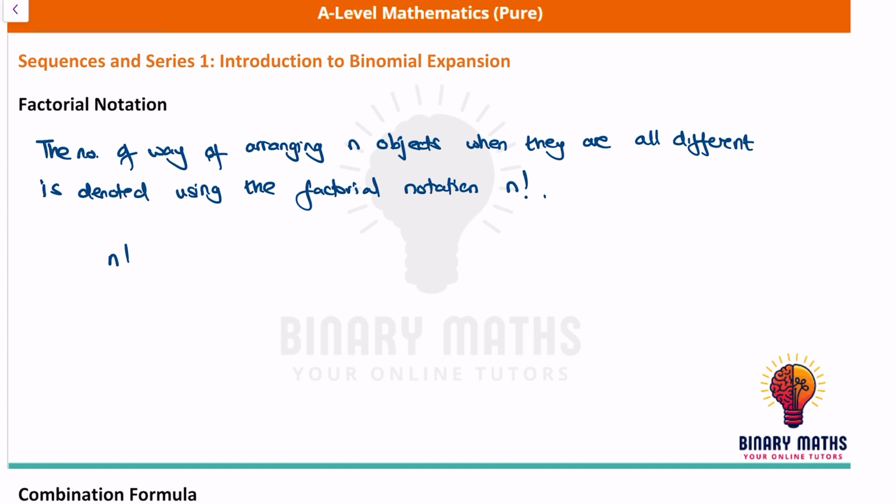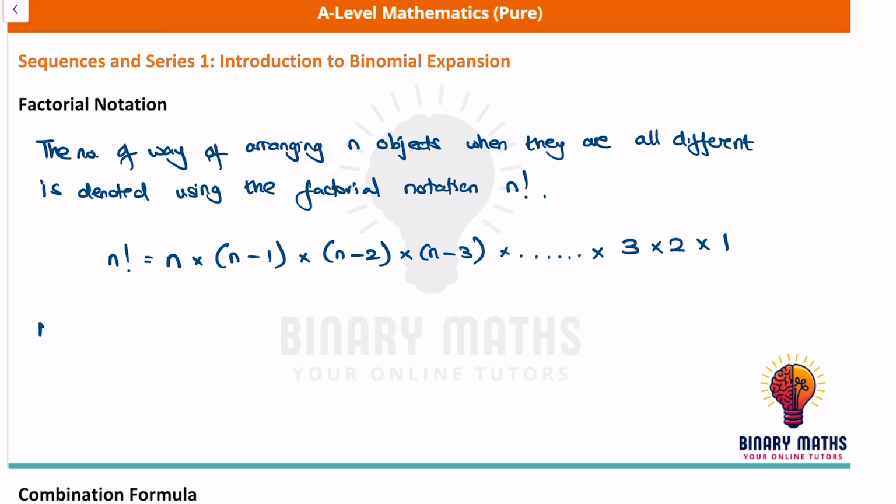So n factorial. When you're picking the first object out of n items, there are n ways of picking it. For the second object, because you've picked one already, you have n minus 1 choices. For the third object, you have n minus 2, because you already picked 2 objects. Next one would be n minus 3, and you keep going down until you have 3 choices, then 2 choices, and then 1 item remains. So that is n factorial. It's n times (n minus 1) times (n minus 2) times (n minus 3) times ... times 3 times 2 times 1.